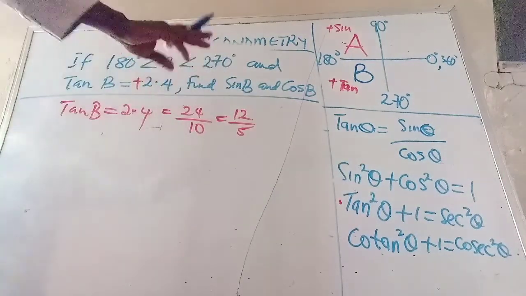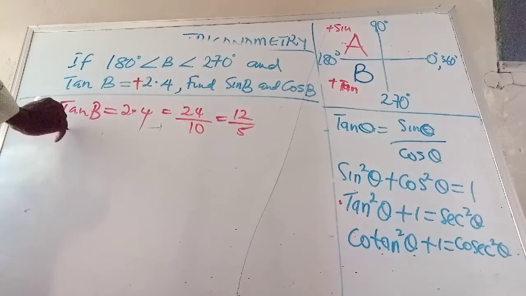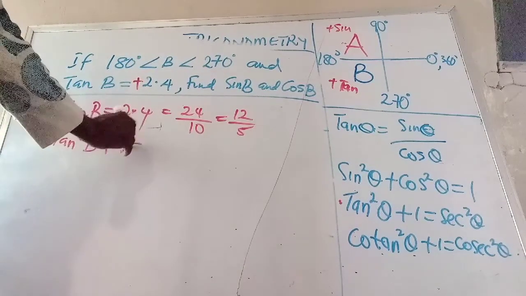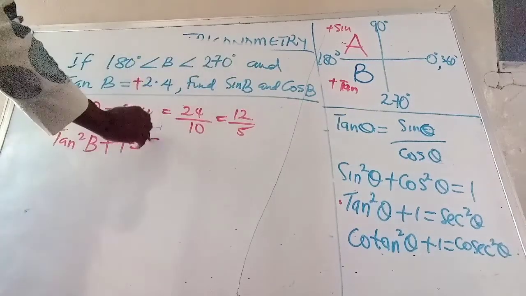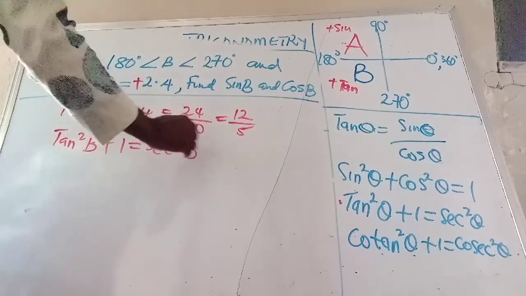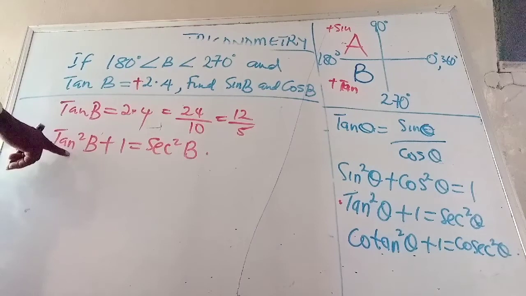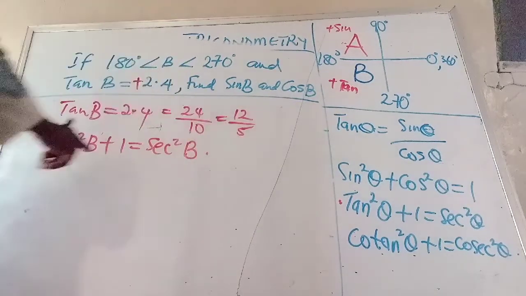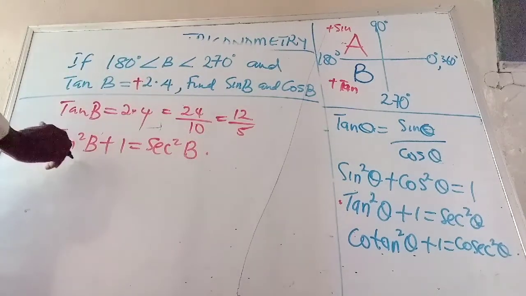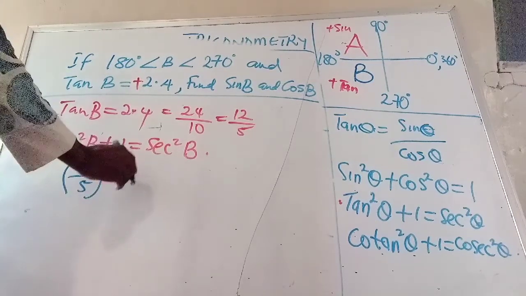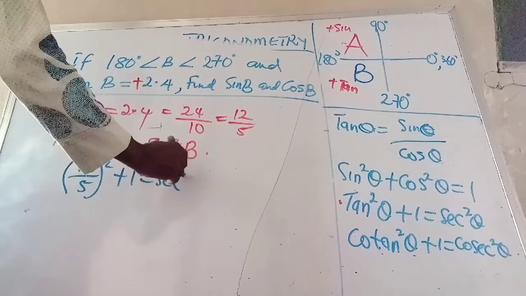So that means that is what I will use. So tan square B plus 1 will be equal to sec square what? B. Okay. Having done that, what is the next thing? I will substitute. 12 over 5 will replace tan B and the square will affect it. 12 over 5 all squared plus 1 is equal to secant square what?